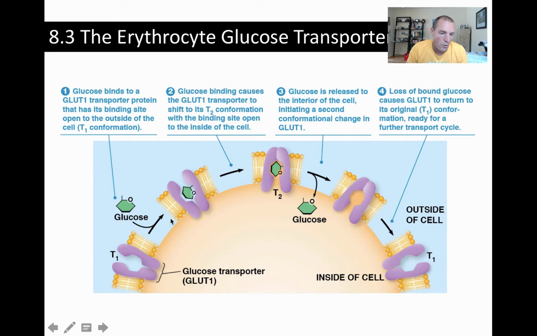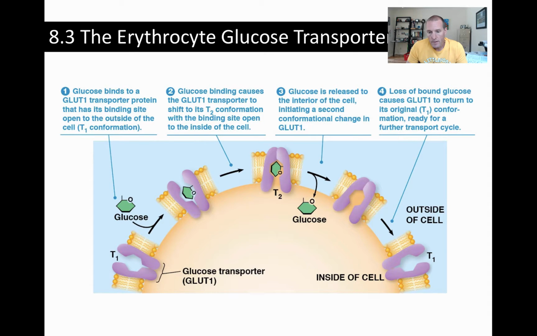When glucose binds into that cavity, a conformational change is induced, and we have the T2 conformation. The structural change causes the cavity to face the inside of the cell, and that conformational change also causes a release of glucose. This is completely analogous to substrate binding and product release by an enzyme in terms of the kinetics, but obviously the glucose isn't modified in any way when it's transported.